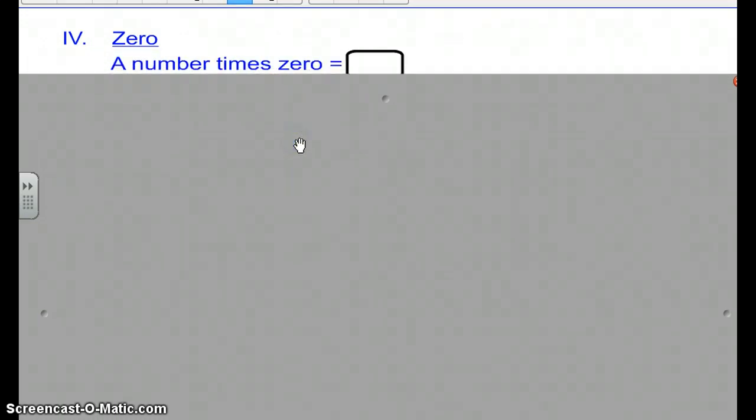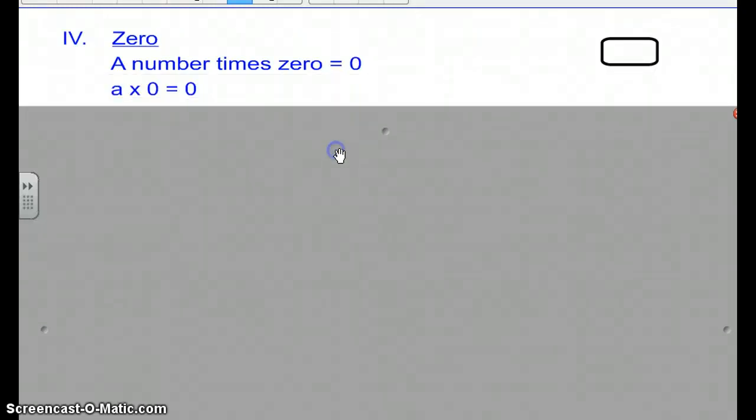Here we go. The zero property of multiplication. The zero property of multiplication says that a number times 0 always equals 0. And so Casey, since you're so smart, you're going to tell us the rule then for this. Okay. Give us the rule. A times 0 equals 0. Good job. A times 0 equals 0, not 8, right? Right. A times 0 equals 0. Good job.